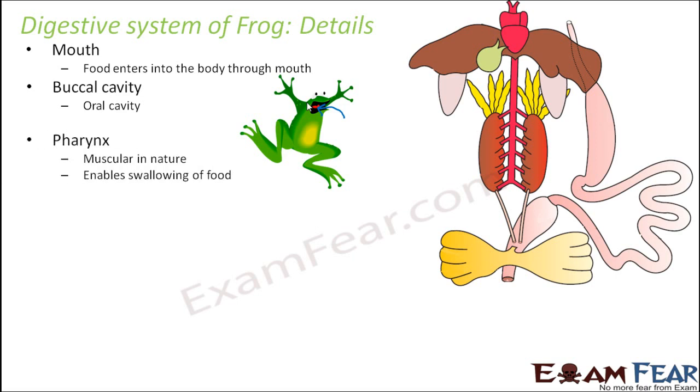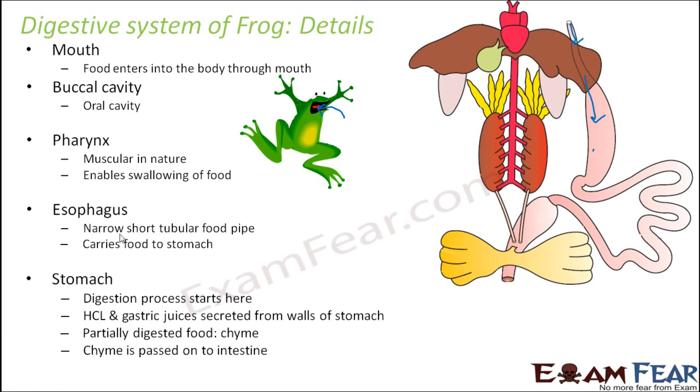The food will get into the oral cavity, which is also known as the buccal cavity. Then it will get into the pharynx, which is a muscular, short tubular structure that enables swallowing of food because it secretes some mucus-like slimy substances which make the food soft and make it slip inside, which will later get into the esophagus. So this is the internal diagram. This is the esophagus. It will get into this tube and then this tube will carry it to the stomach. Now the process of digestion starts right here at the stomach.